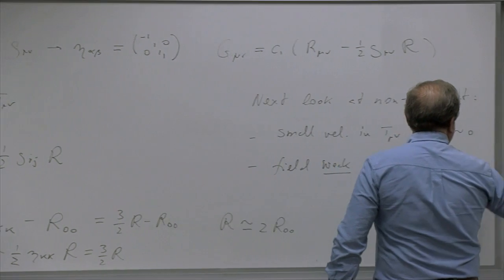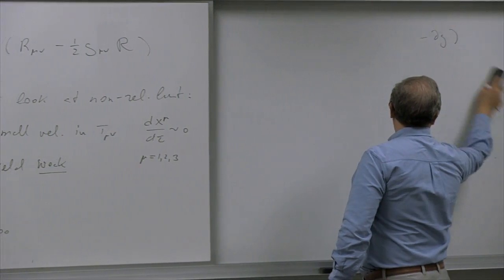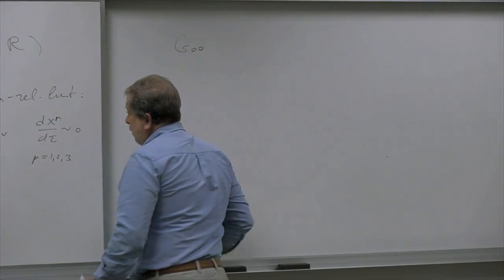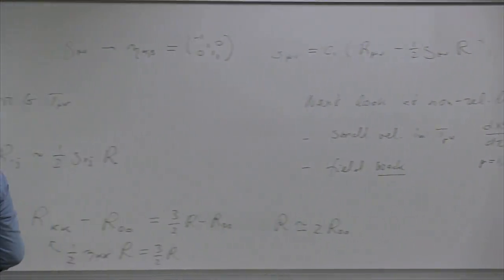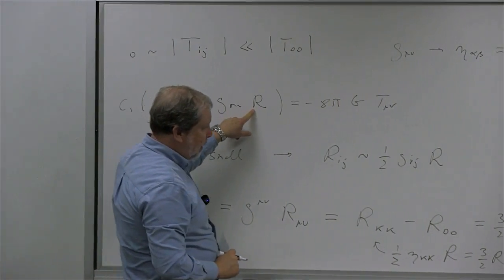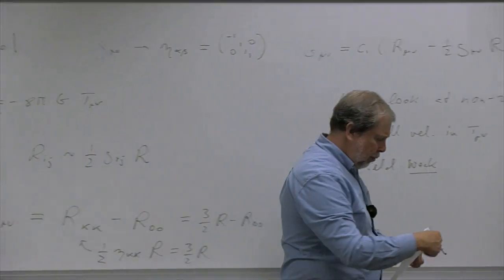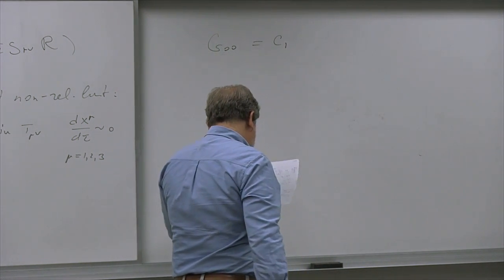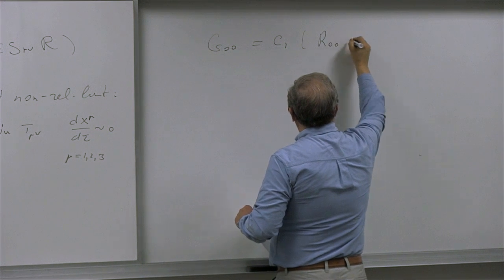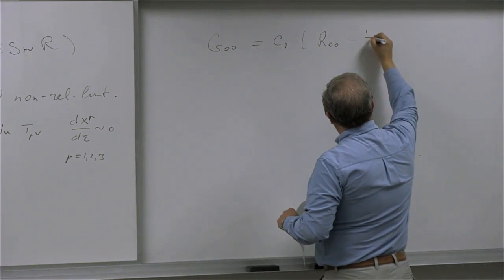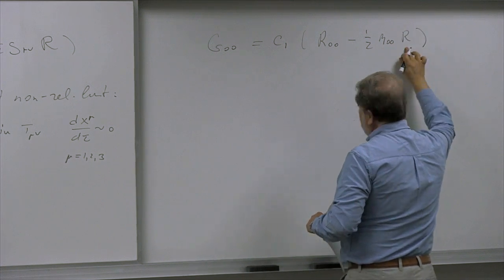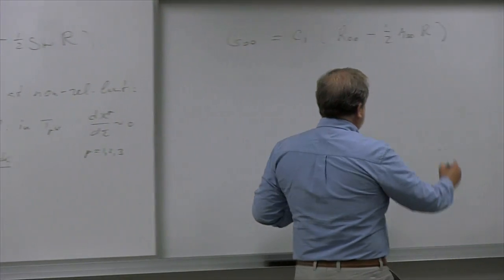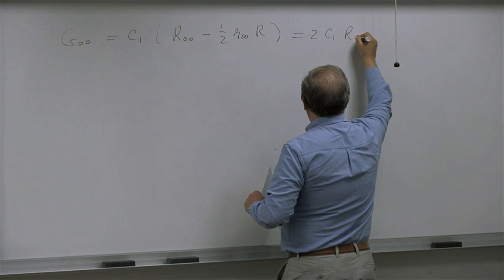So now we come to the object that enters the field equation itself, which is the G_μν, or in our case the G_00, right? So the G_00 is made out of the R_00 minus 1/2 the g_00 times the R. But the R we just calculated, so that's equal to 2 times R_00. So the G_00 is equal to this constant C1 that still needs to be determined times the R_00 minus 1/2, right, the η_00, the flat matrix, times R. But now we use the fact that the R is equal to 2 times the R_00. And so this is equal to 2 times C1 times the R_00.